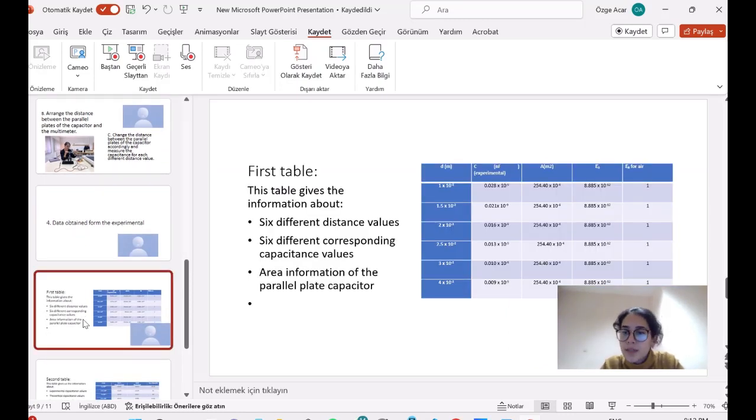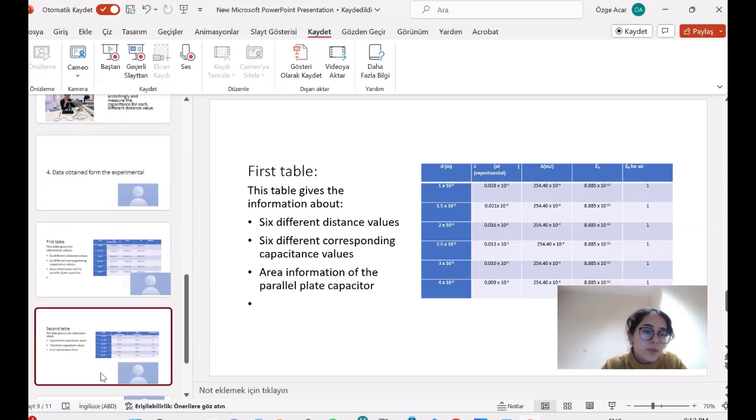Here you can see the first table. The first table shows you the experimental capacitance and the distance values. You can see the distance values in meters in the first column and you can see the experimental capacitance value in nanofarads in the second column. So I did my experiment for 6 different distance values and I obtained 6 different capacitance values.